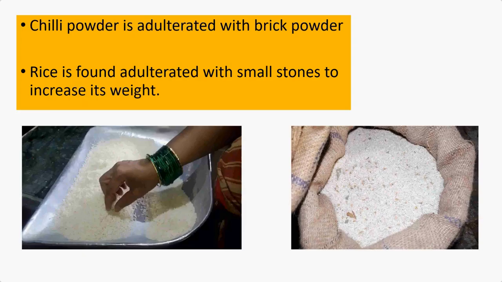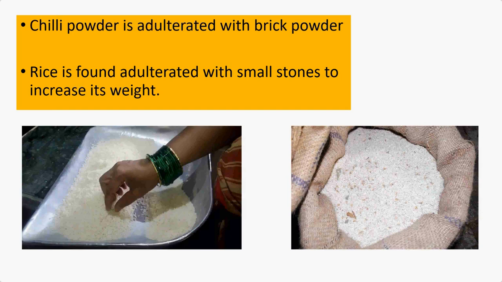Next, chili powder. Chili powder is adulterated with brick powder. We use chili powder for making gravies, for cooking, to add flavor and spice. But this chili powder is adulterated with brick powder, because brick powder also looks the same color. So they just add a few brick powders to the chili powder.